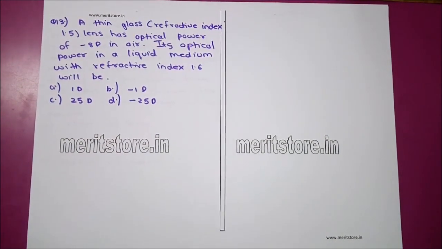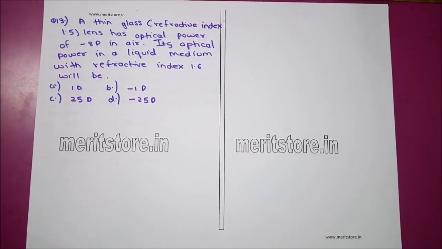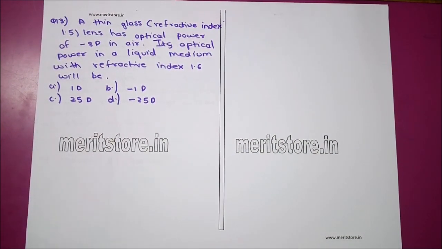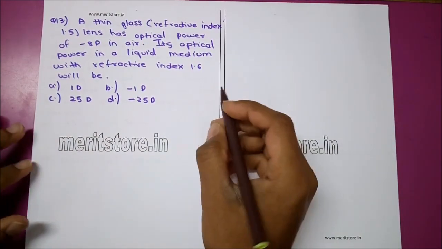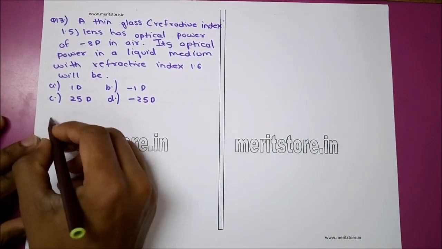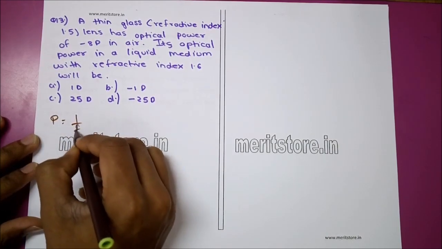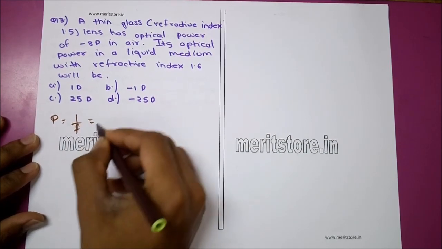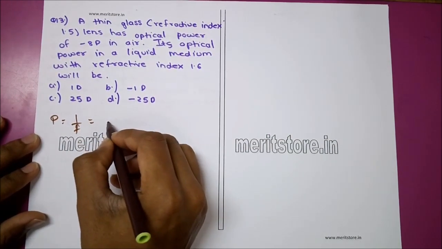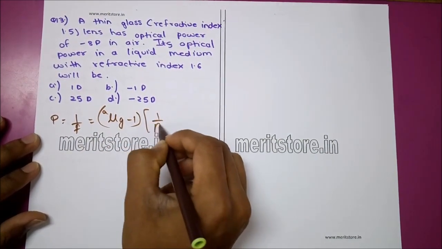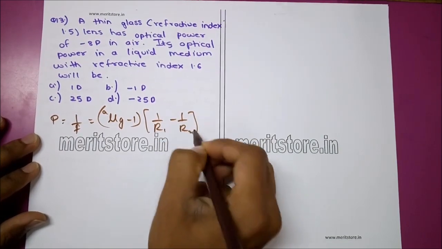A thin glass lens of refractive index 1.5 has power of minus 8D in air. Its optical power in a liquid medium of refractive index 1.6 will be, the options given are 1D, minus 1D, 25D and minus 25D. Now, in air, using the lens maker's formula, power is nothing but 1 upon focal length in meters. So, according to lens maker's formula, 1 upon f can be given as mu of glass with respect to air minus 1 times 1 upon r1 minus 1 upon r2.